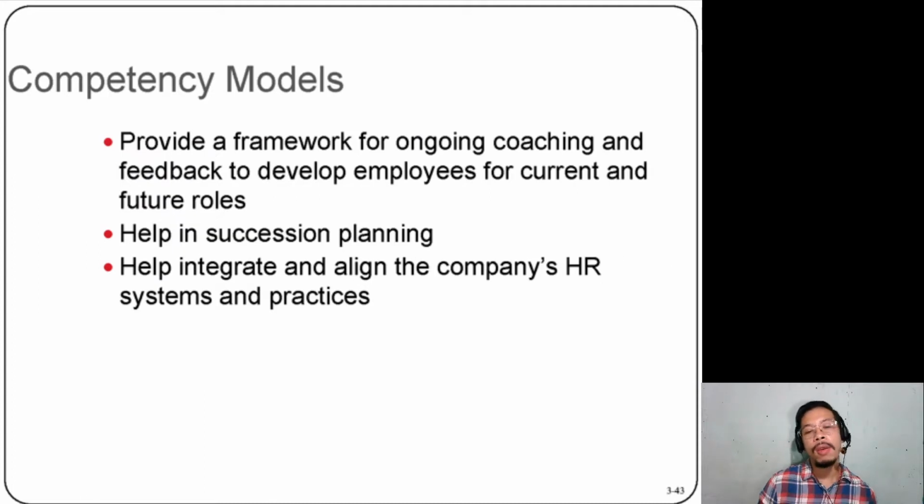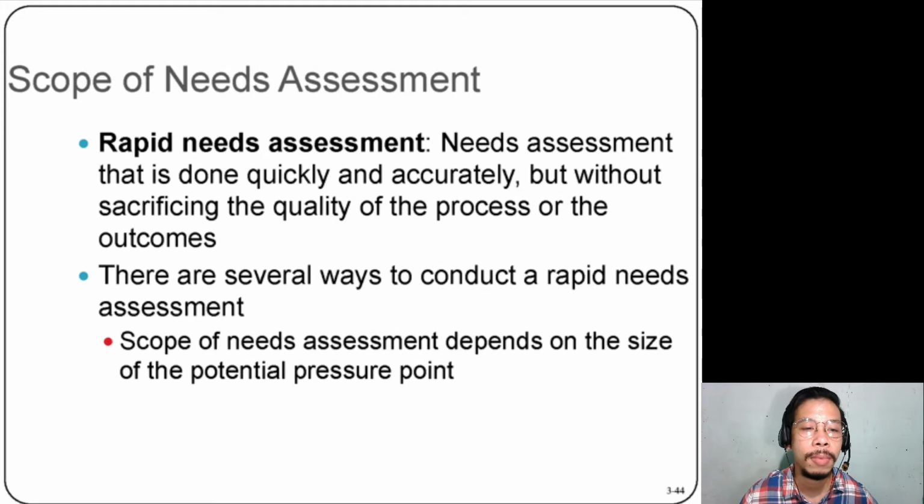Competency models can provide a framework for ongoing coaching and feedback to develop employees for current and future roles. So again, a competency model can serve as a blueprint in helping coaches and trainers in giving feedback to their employees. Another importance of competency models is succession planning. And lastly, to integrate and align the company's HR systems and practices. And this is more on the IO psychology aspect, right?